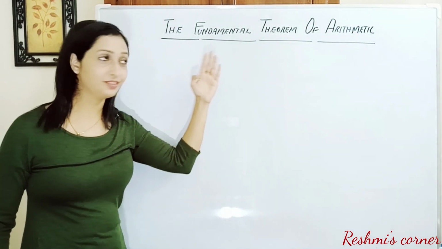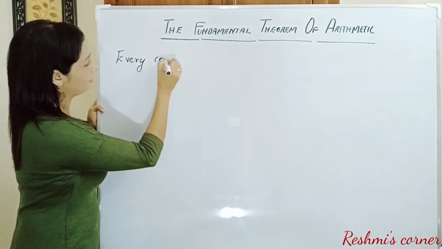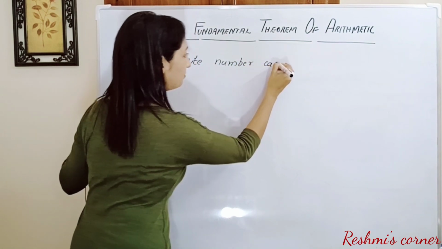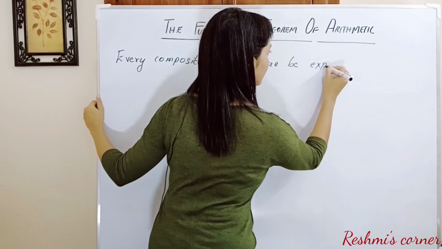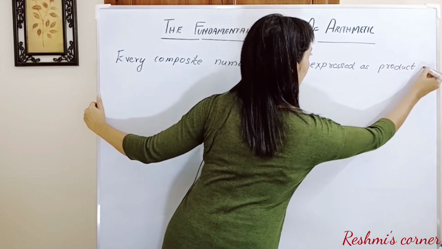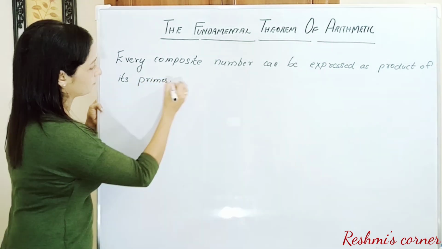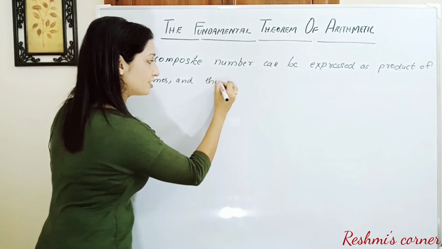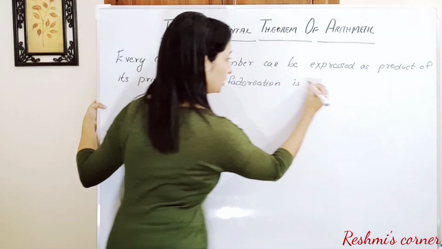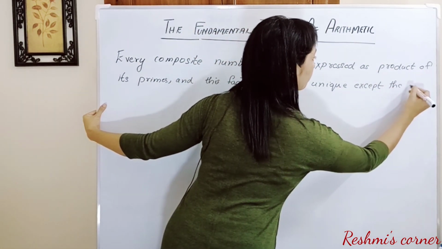Now what is this fundamental theorem of arithmetic? According to this theorem, every composite number can be expressed as a product of its primes, and this factorization is unique except for the order of primes.